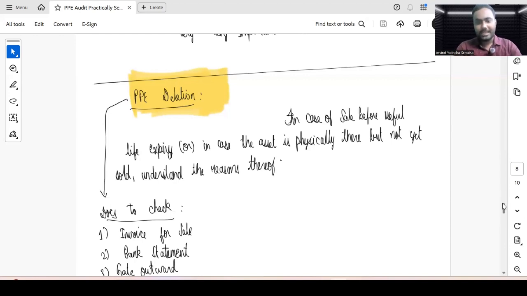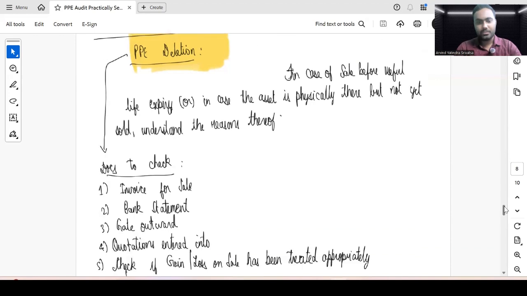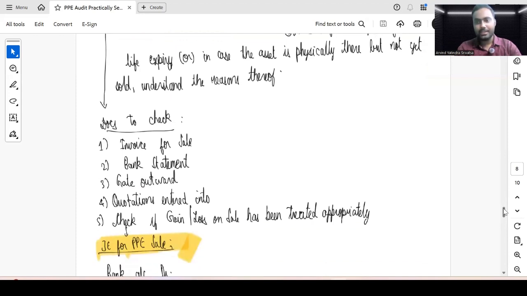Again, for PPE deletion, there are some documents which you need to check. You need to check the invoice for sale. You need to check the bank statement to ensure that the amount has been actually received by the entity. You need to check the gate outward to ensure that the asset is actually moved outside the premises of the entity. You need to check the quotations which the entity has entered into. This is basically the reverse case, because the entity will look to sell it at the highest price which they are getting. You need to see whether the entity is going through an auctioneer.